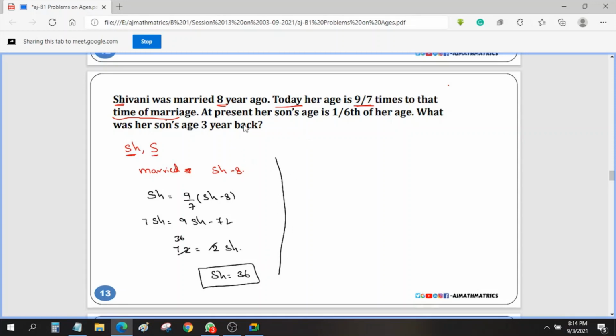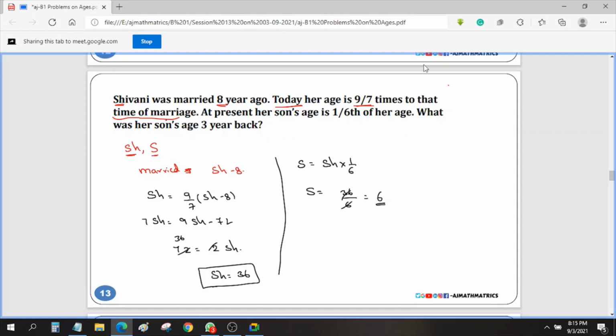Now what are we going to find out? At present, her son's age is 1/6 of her age. So son's present age equals Shivani's present age times 1/6. Son's age equals 36/6. So son's age is 6.